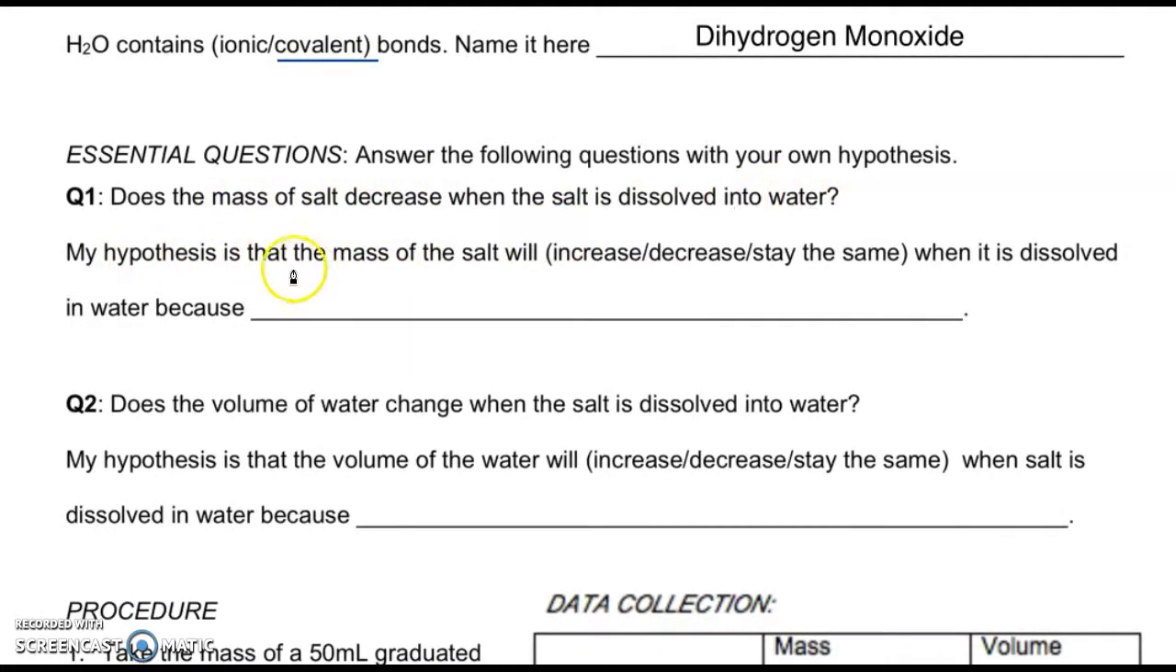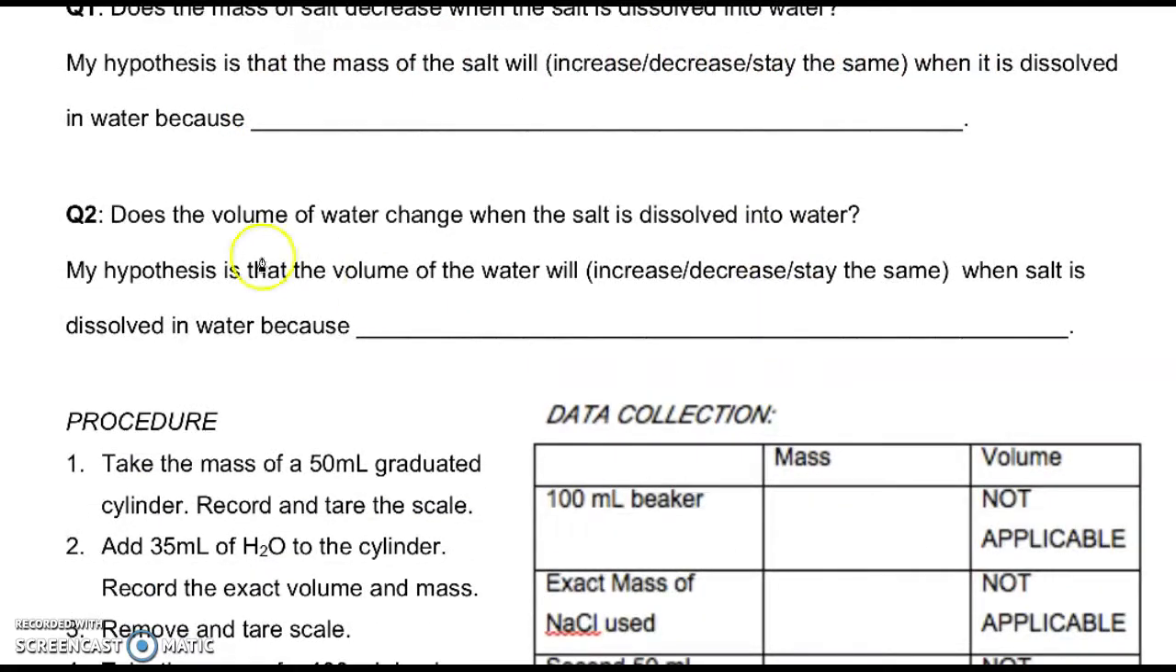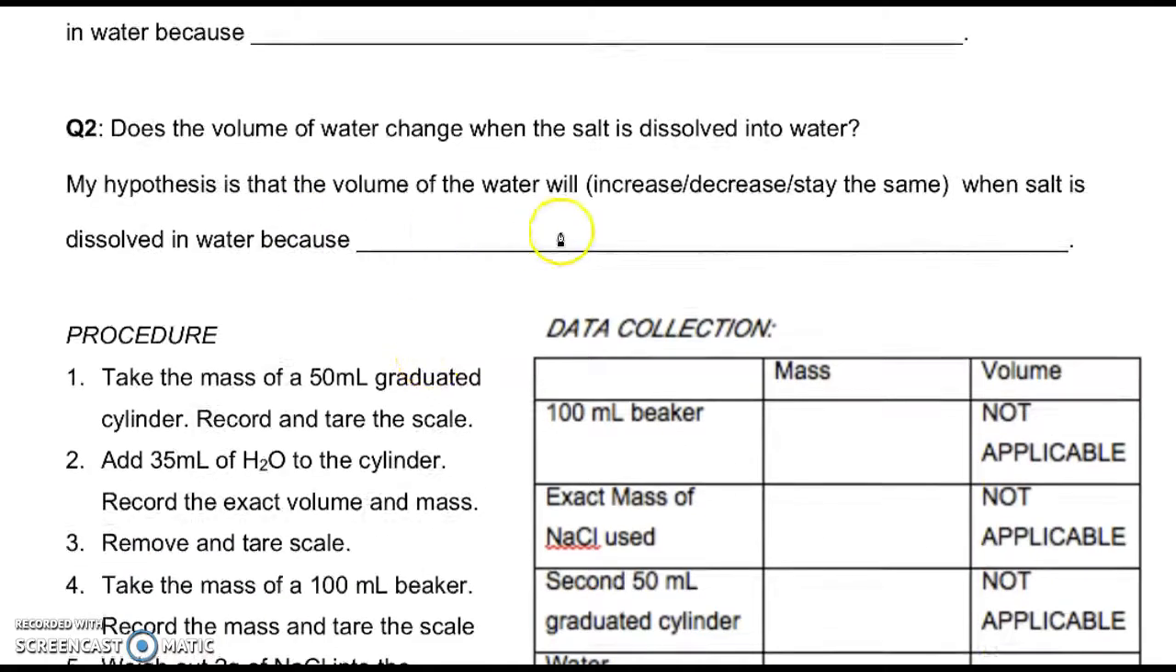Okay. So essential question: does the mass of the salt decrease when it's dissolved in water? What you're going to do is fill this hypothesis in. My hypothesis is that the mass of the salt will increase, decrease, or stay the same when it's dissolved in water because... come up with an answer there. My hypothesis is the volume of the water will increase, decrease, or stay the same when salt is dissolved in water because, and then fill in your answer.